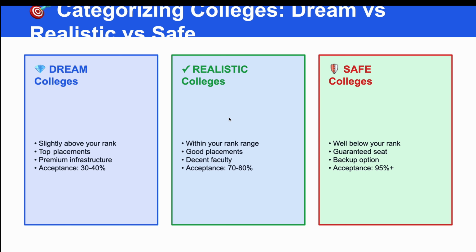And realistic colleges: here, realistic colleges are within your rank range, that is, if your rank is 5000, then around 4800, 4900, or around 5000. And they should also have good placements and decent faculty. As the list is about the realistic colleges, the acceptance level becomes 70 to 80%. Now safe colleges: here, well below your rank, like if your rank is 5000, these colleges' cutoff is around 10,000 or 11,000, 12,000, and here you can be guaranteed to get a seat.